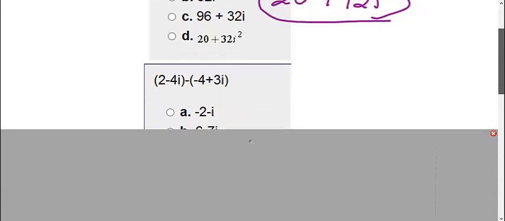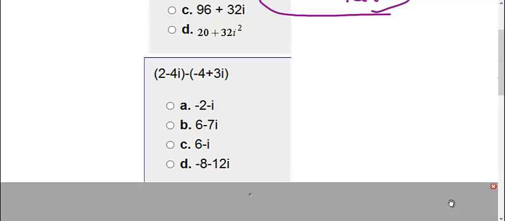Number 2 here, we are subtracting. So in this first set of parentheses, there's nothing in front of it, so I can rewrite it without the parentheses. This one, there's a negative, so what I need to do is distribute it. Negative 1 times negative 4 is a positive 4. Negative 1 times 3i is a negative 3i.